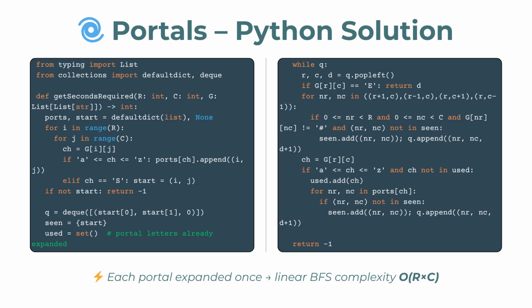Here's the Python implementation. We use a breadth-first search starting from the S cell. For each position, we expand normal moves, and, when standing on a portal, we teleport to all same letter cells. Each portal letter is used only once, keeping the algorithm linear in the number of cells.